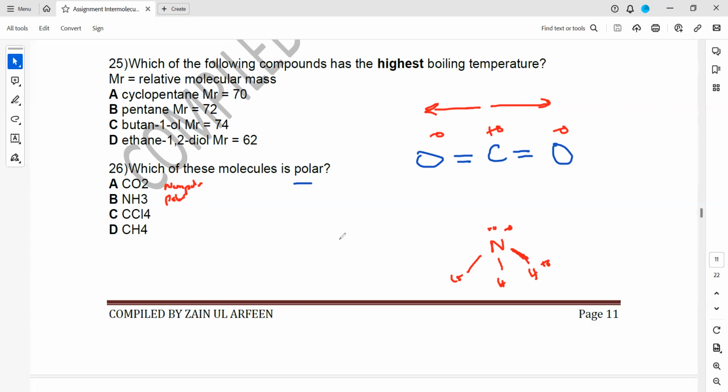But in CCl4, carbon tetrachloride, all of the bonds cancel out each other. So as a result, the molecule will be non-polar. And CH4, the bonds are non-polar and the molecule will also be non-polar. So B is the right answer because the geometry, as it has a trigonal pyramidal structure, means all the hydrogens are not able to cancel out each other.